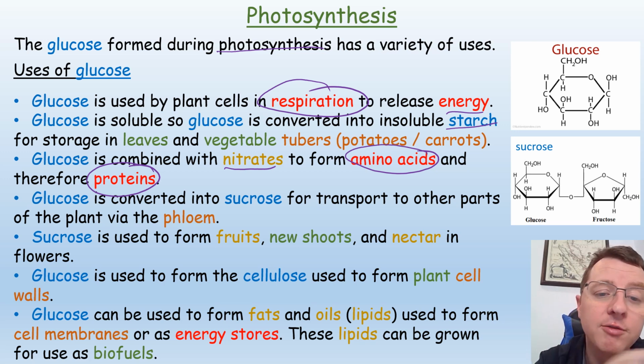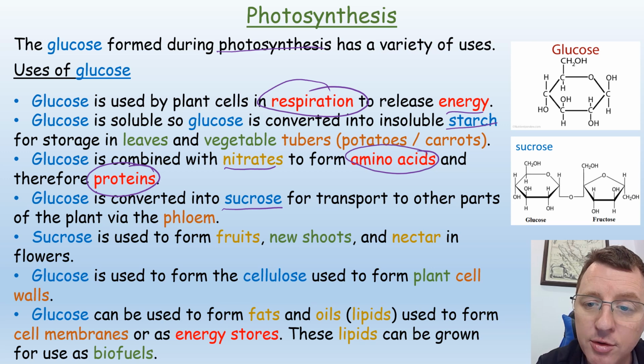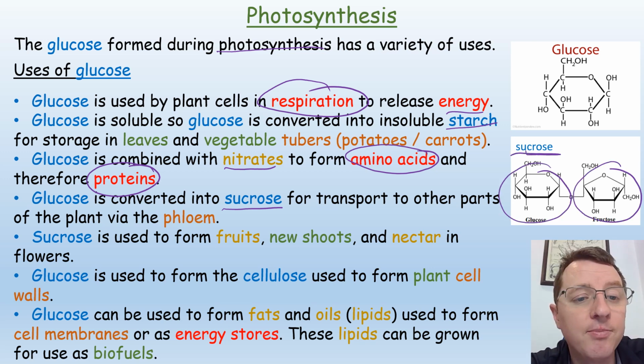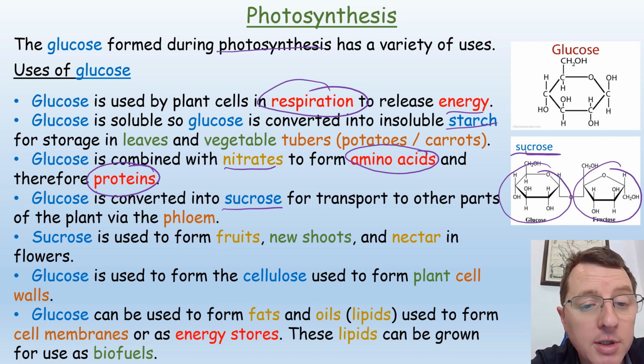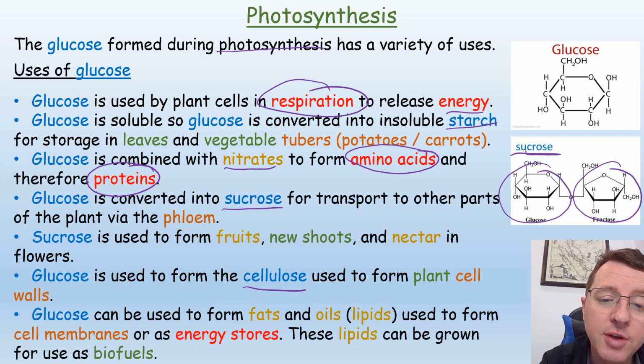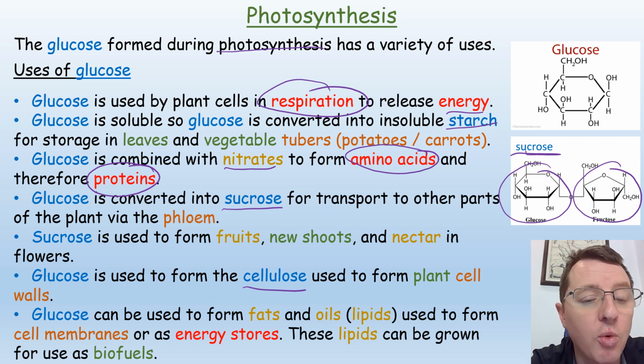Glucose can also be converted into another sugar known as sucrose, and you can see here this is sucrose. It's made out of one glucose molecule and one fructose molecule, and sucrose is how sugars are transported around the plant via the phloem tubes. Sucrose can be used to form fruits, new shoots and nectar in flowers, so that's another utilization of glucose and therefore sucrose.